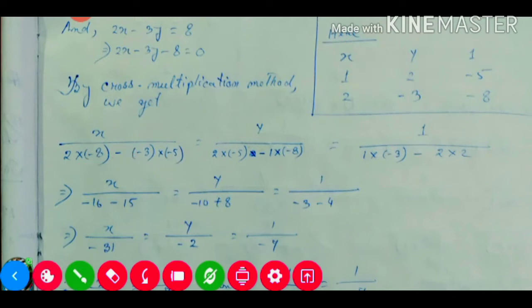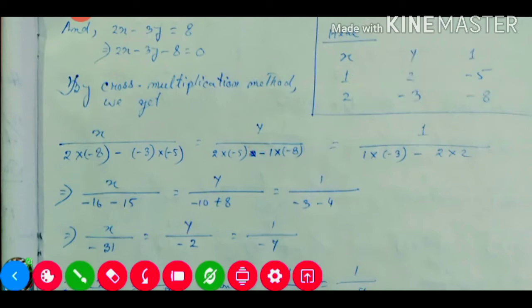Now for the y value, same as before, we will omit the y column. Now this one will not go from top to down. This one will go from down to top. So down is 2, top is minus 5, so 2 into minus 5. Then top to down, 1 into minus 8. In between these two pairs, there will be a minus sign.